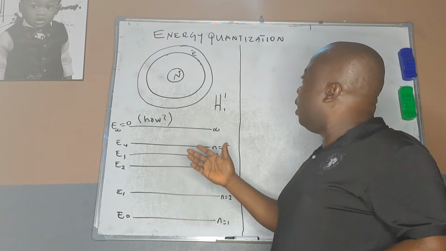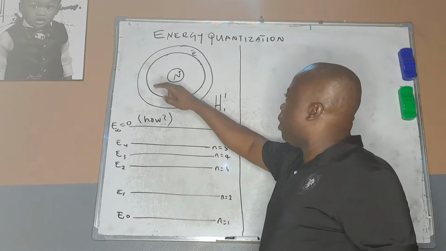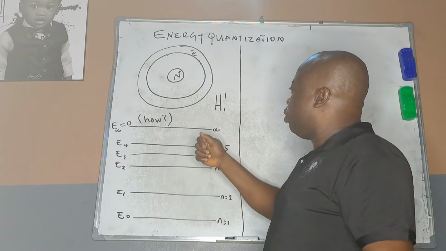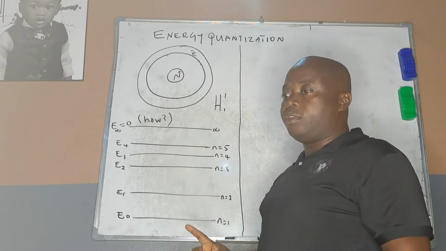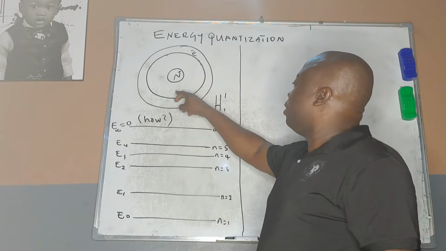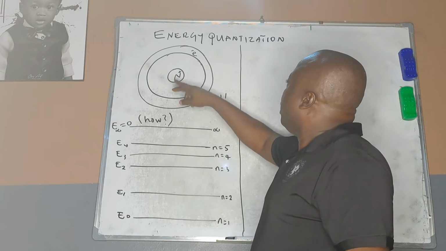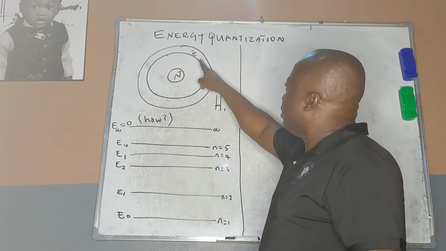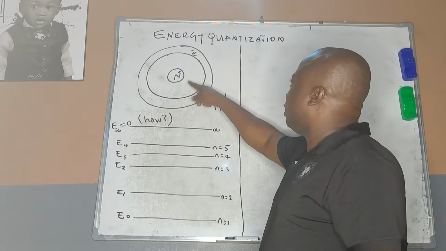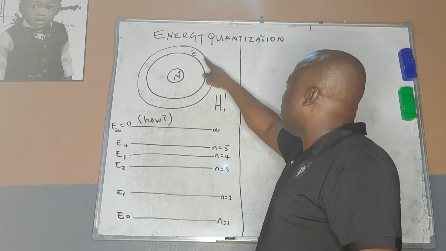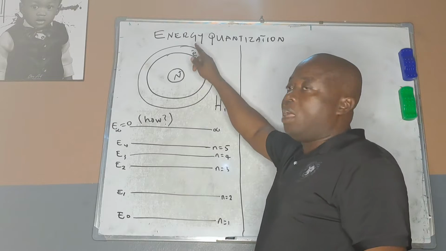Now, generally, an atom would have a nucleus where the protons and neutrons are located, because the mass of the nucleus is the mass of the proton plus the mass of the neutron. Now the electrons are orbiting the nucleus because there is an electromagnetic interaction between the nucleus and the electron.